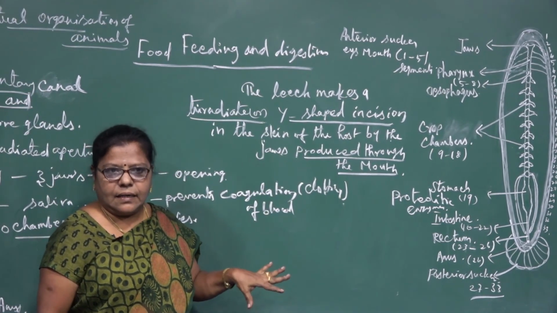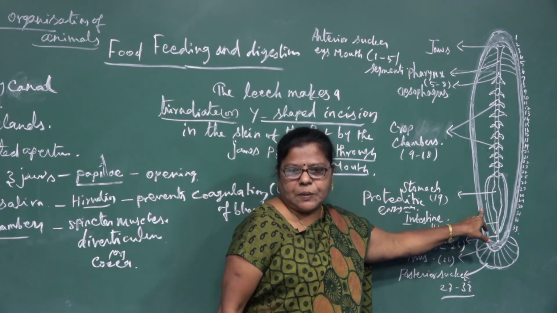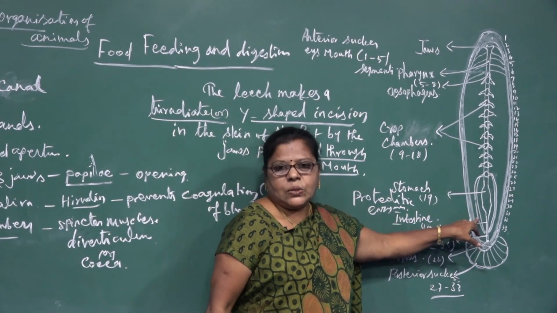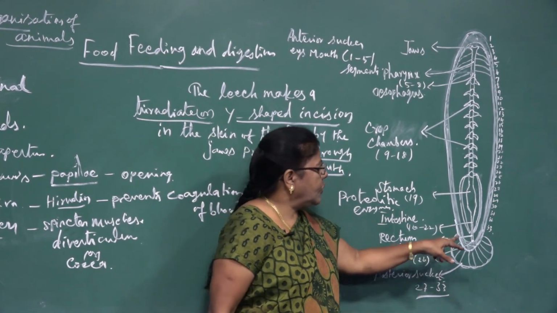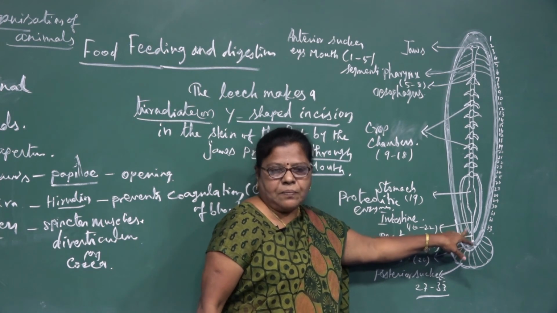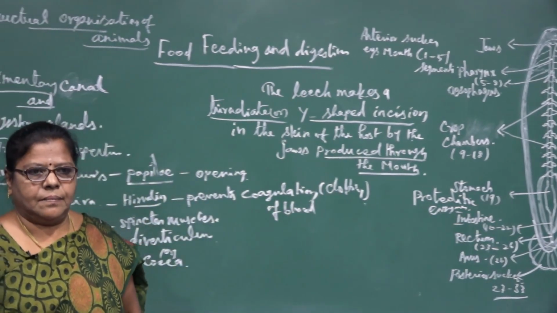After digestion, the blood is passed into the intestine. The absorption takes place in the intestine. After that, the undigested particles are sent out through the rectum, and from the rectum, they are sent outside by the anus.